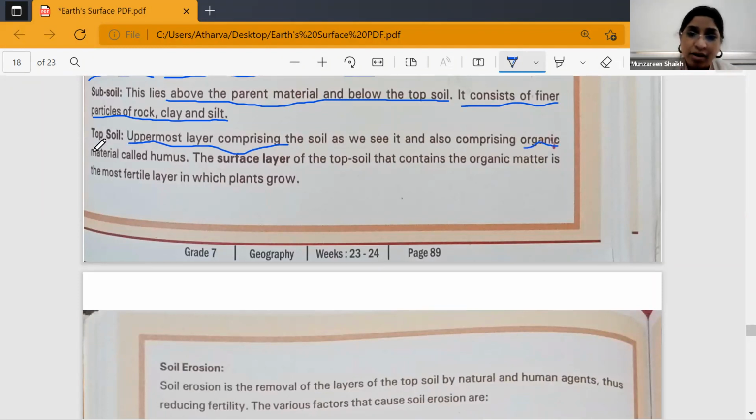Okay, the surface layer of the topsoil that contains organic matter is the most fertile layer in which plants grow. Since it contains organic matter, it will definitely lead to a fertile soil, and if the soil is fertile, then you can grow plants easily. Very good. You can grow your own plants. Please underline this. Topsoil contains organic matter. Because of organic matter, the soil becomes fertile, and because of that, you can grow plants.